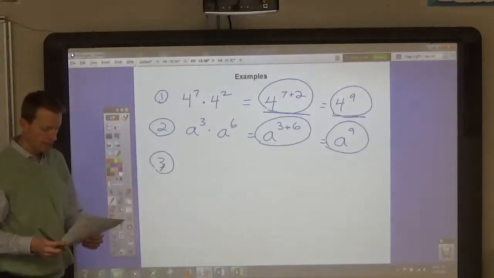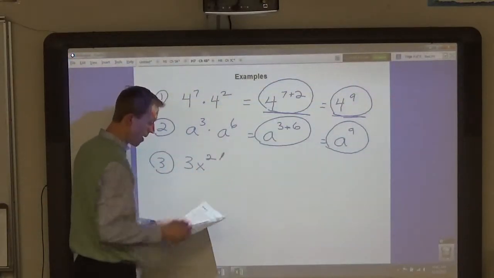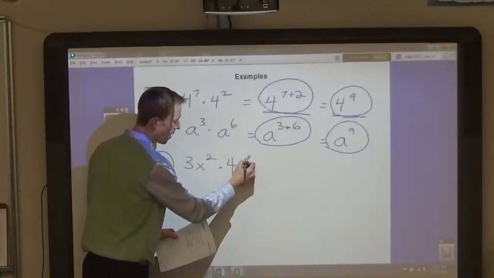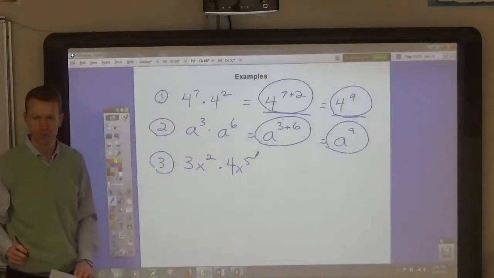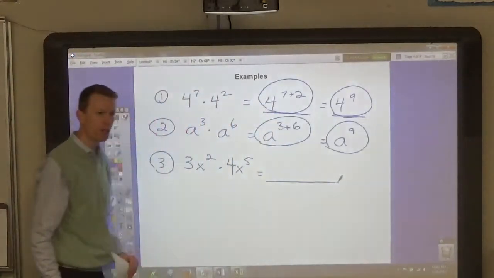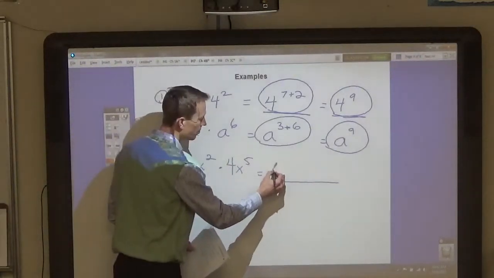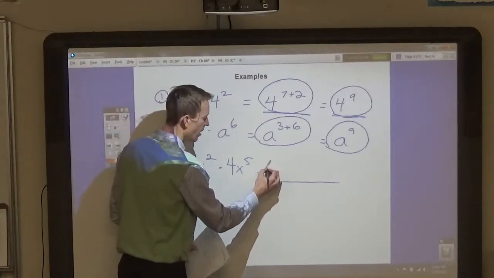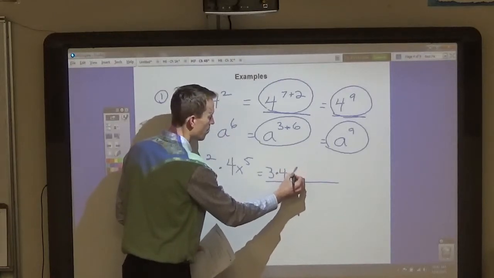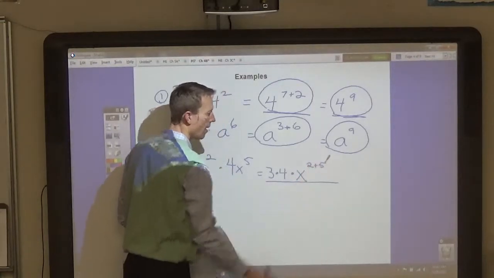This one has numbers applied to it. 3 times x to the 2nd power times 4x to the 5th power. And so on the line, first of all, you can use the commutative property and do this. 3 times 4 times x to the 2nd plus 5.